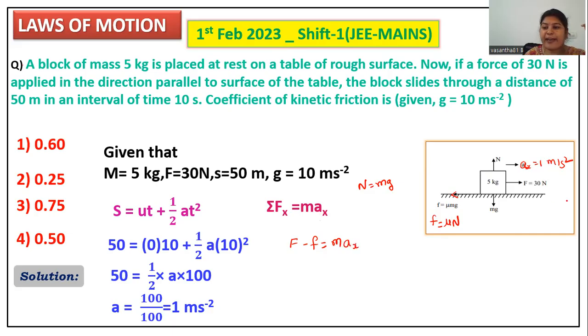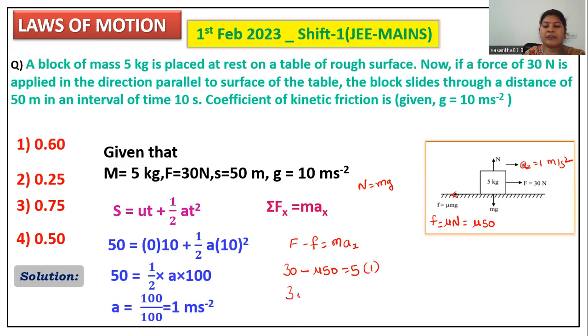What is capital F? 30 Newton. Minus small f, mu into N. I don't know the mu value, I need to calculate it. Mu into N, where normal reaction is nothing but mg. mg is 5 into 10, which is 50. That means the frictional force is mu into 50, which equals mass of the object 5 into its acceleration 1.